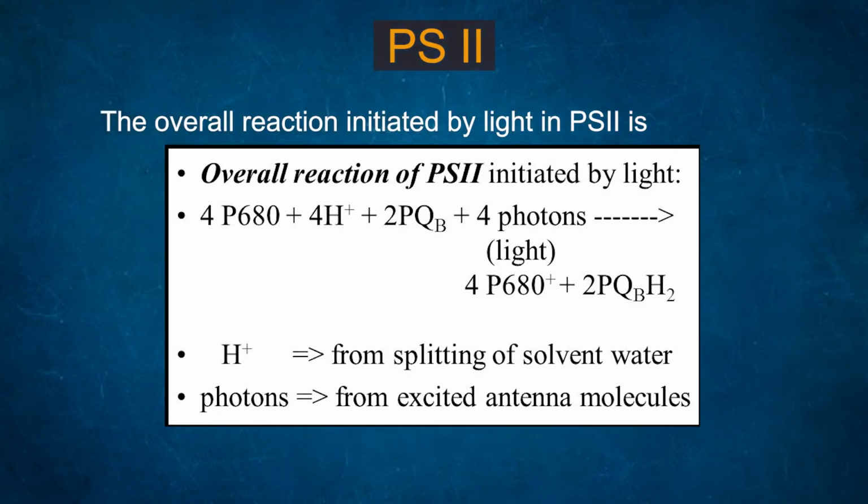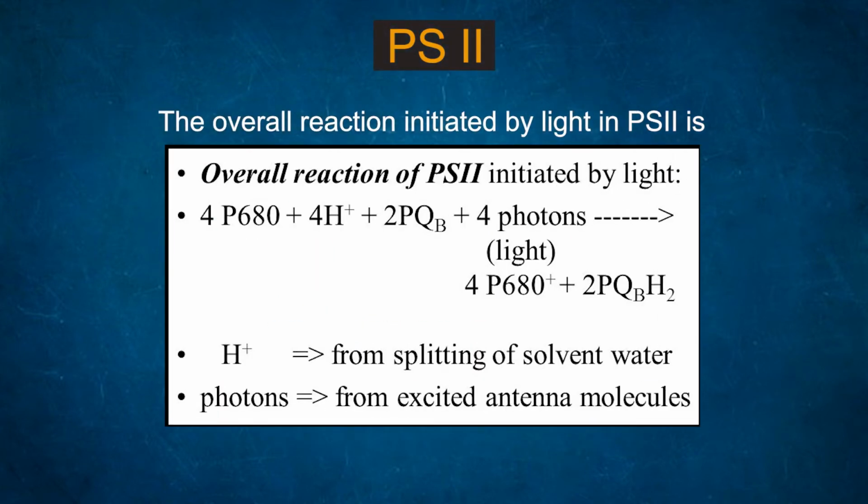The overall net reaction occurring at photosystem 2 is 4 P680 plus 4H+ plus 2 PQB plus 4 photons of light, producing 4 P680 oxidized plus 2 PQBH2. These 2 PQBH2 go towards cytochrome b6f. From cytochrome b6f, the electrons go towards plastocyanin and then further on to photosystem 1.